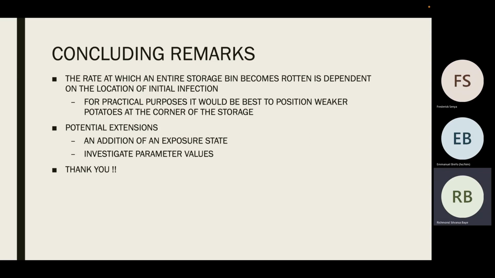Conclusion. Based on our simulation, we realize that the rate at which an entire storage, or in this case, a grid, becomes rotten is dependent on the location of initial infection, because we considered 3 conditions: center, corner, and random. For practical purposes, it will be best to position weaker potatoes at the corner of the storage. In other words, if you have weaker potatoes and you don't want to get rid of them, then it's best to place them at the edge rather than at the center or randomly.